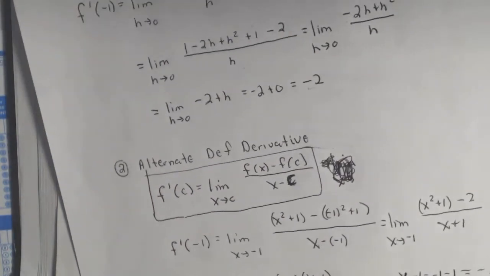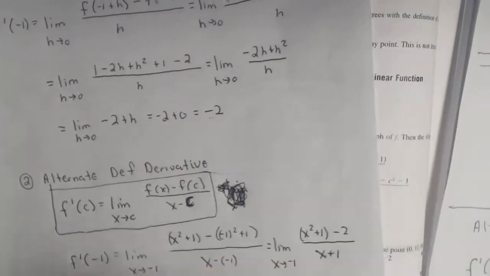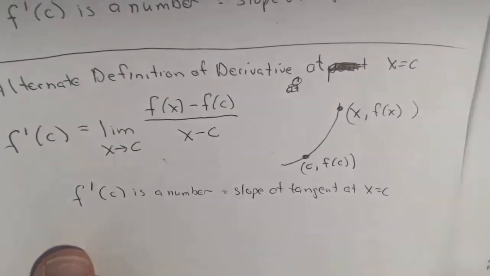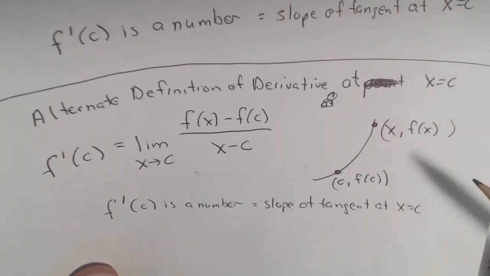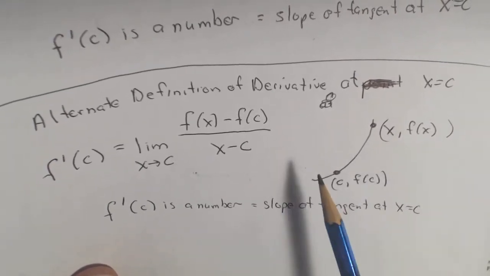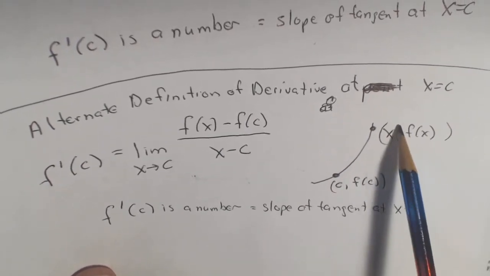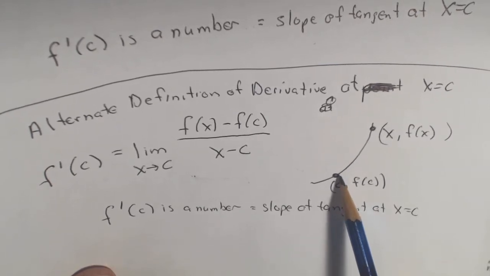And I'm going to find that paper. Found it. So here is our alternate definition of the derivative. It's the same idea. It's just a renaming of the points. Here we've got the point c, f of c, and the point x, f of x. We want the derivative, the number that is the slope of the tangent line at c.